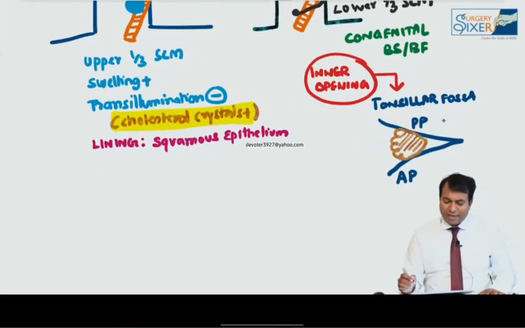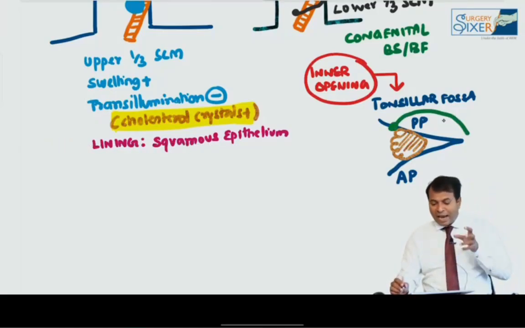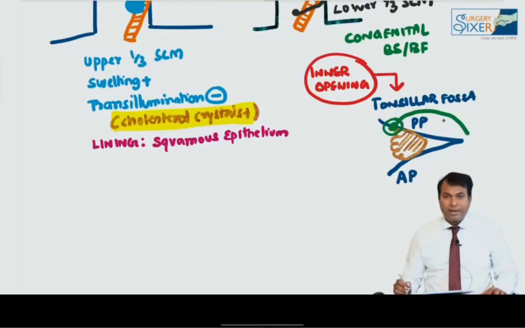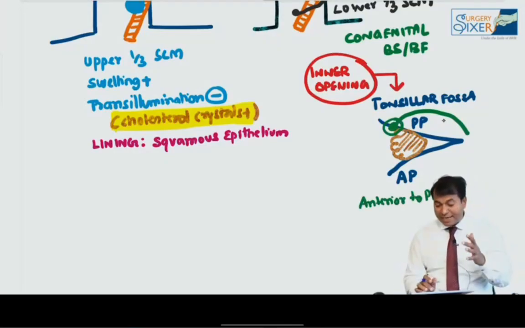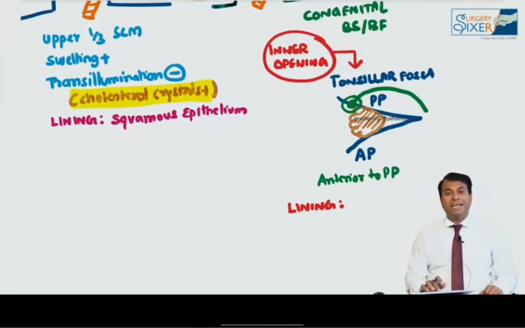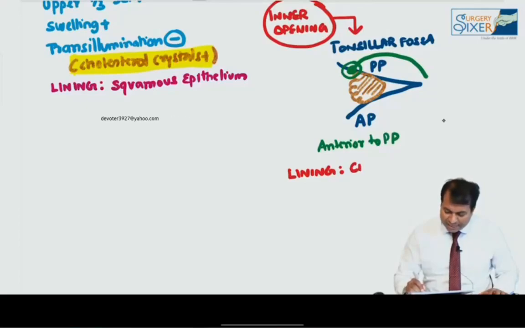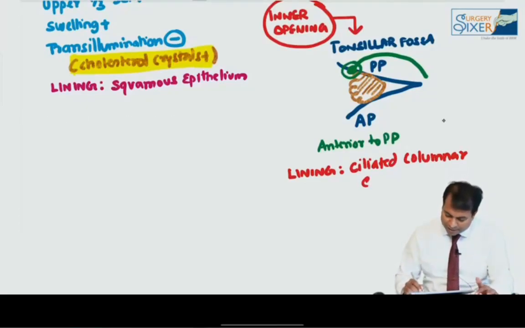More specifically, where is the inner opening? The inner opening is seen anterior to the posterior pillar. Please don't forget, it is seen here. That is the correct location. And what is the lining epithelium? The lining epithelium of this sinus tract or fistula tract is ciliated columnar epithelium.